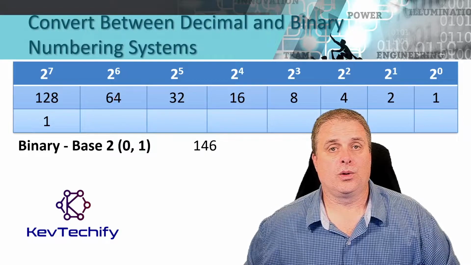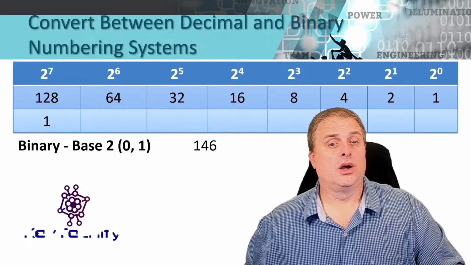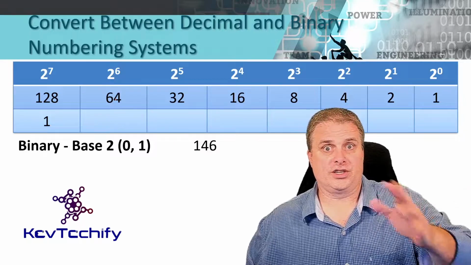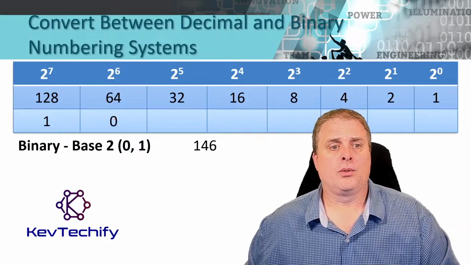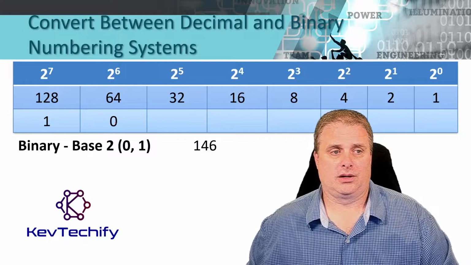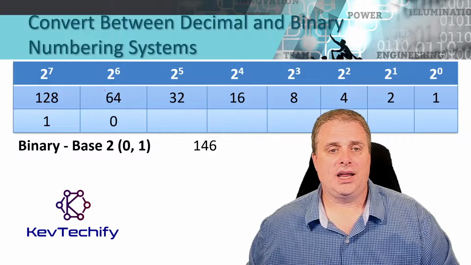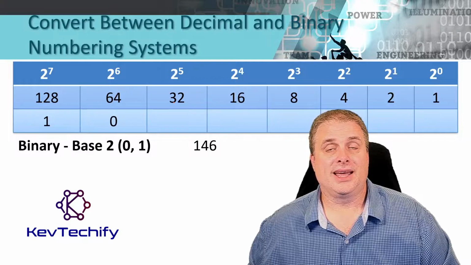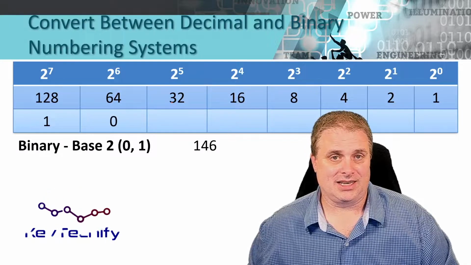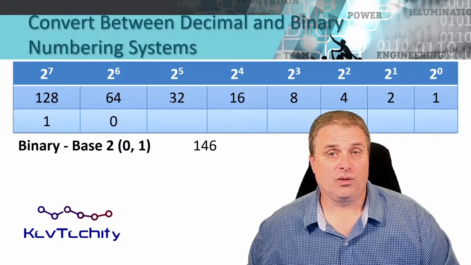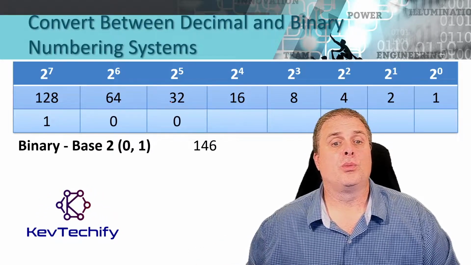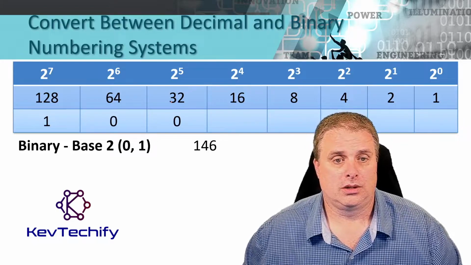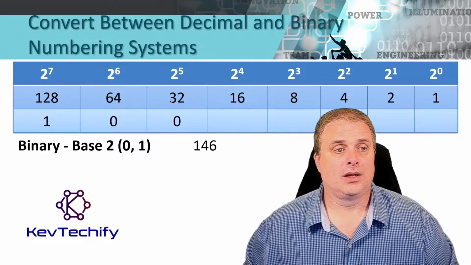128 plus 64, that gives us 192. 192 is over 146, so that's over our target. So we can't do that. We can't take a 64, and we go ahead and we put a 0 in there. Now, 128 plus 32, that gives us 160. 160 is over 146, so we've missed our target. We can't take that, so we put a 0 there in that sixth column.